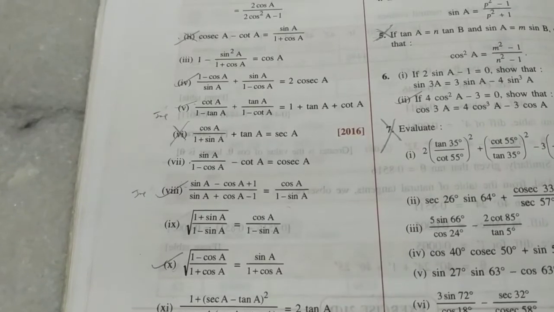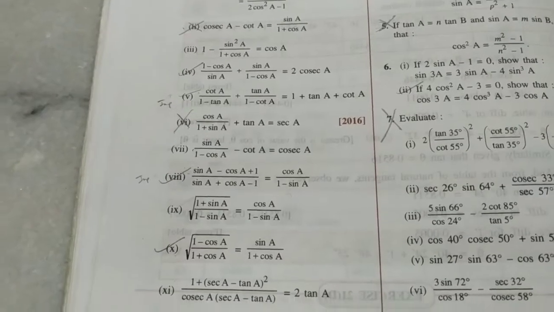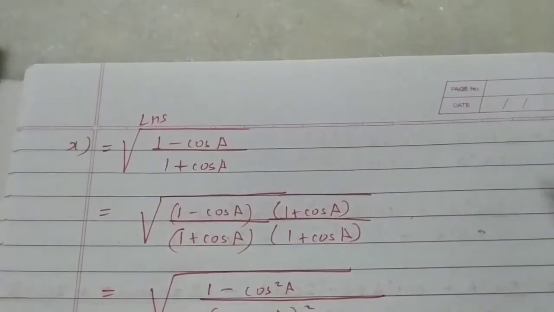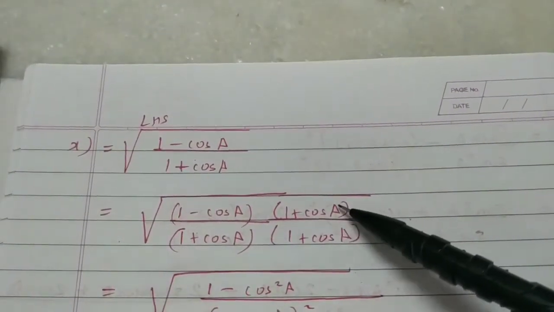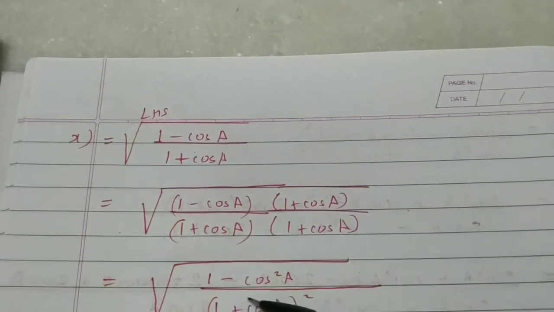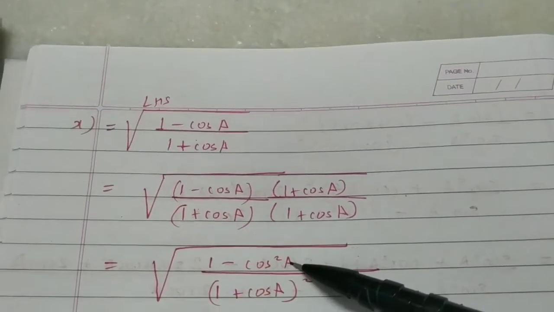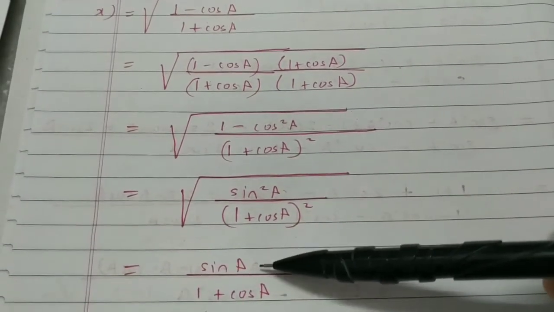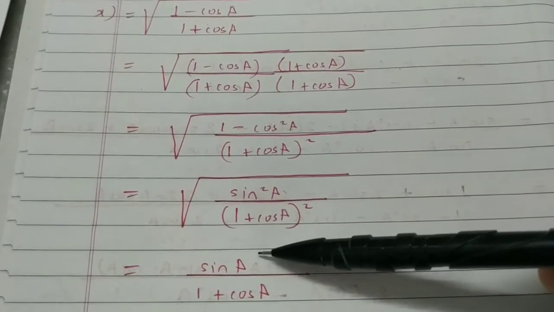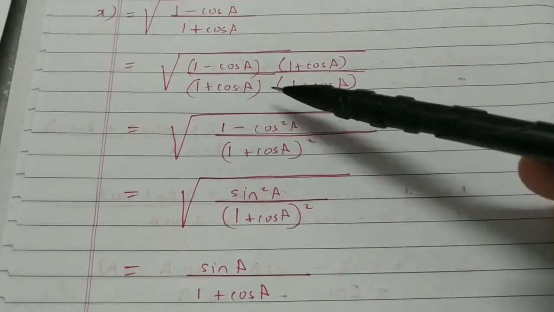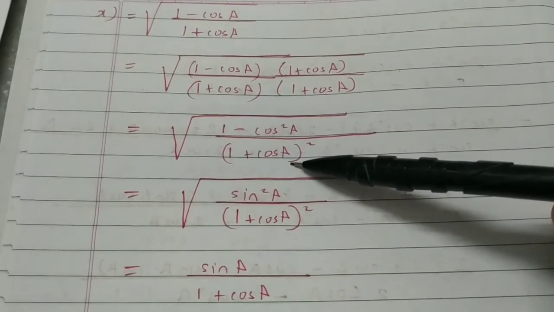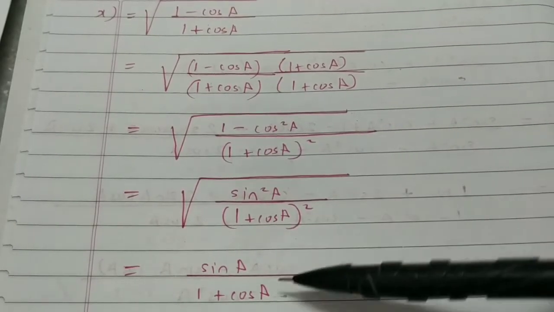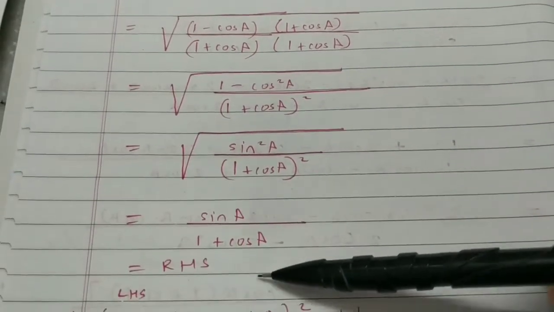Next, let's do the 10th sum. There's a root sign here. We'll multiply with the conjugate, but this time we'll use the conjugate of the numerator, because that way the numerator becomes 1 minus cos square A, which will ultimately become sine square A. And if you notice in the RHS, we needed sine A in the numerator. The denominator, on the other hand, becomes the whole squared. So the square root and the square disappear, and we are left with 1 plus cos A, which is the RHS.